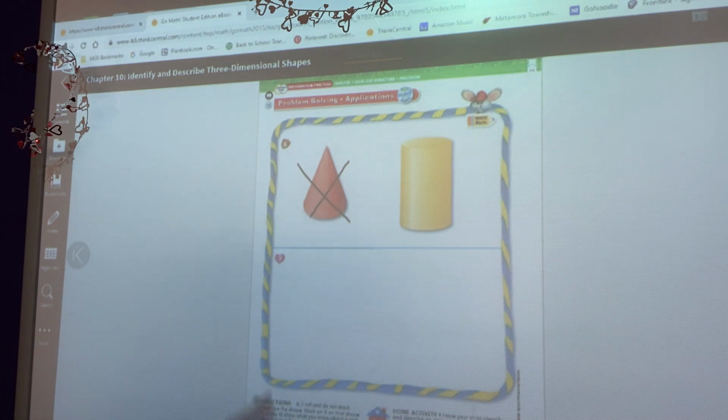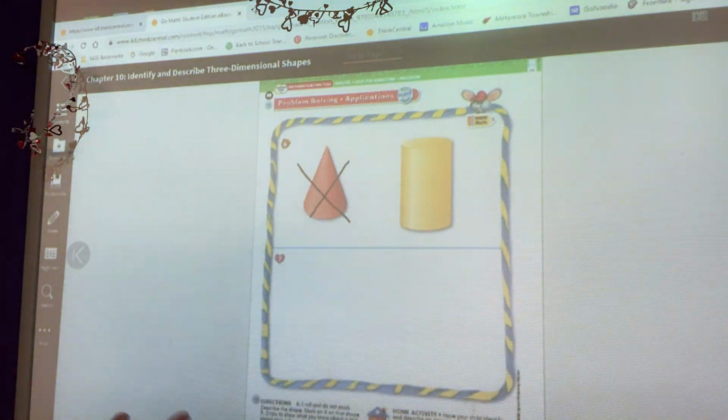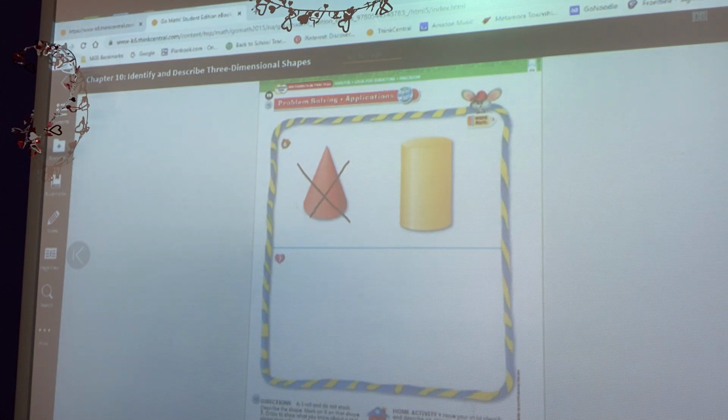On the very last one, number 7, I want you to draw to show me what you know about a real object that rolls and does not stack. So think about that for a minute. Which one of those 4 shapes that I introduced you to, the cube, the cone, the cylinder, or the sphere, which one of those rolls but does not stack? Rolls and does not stack.